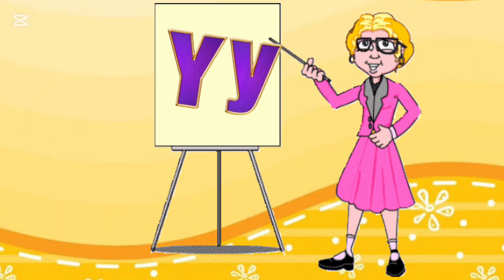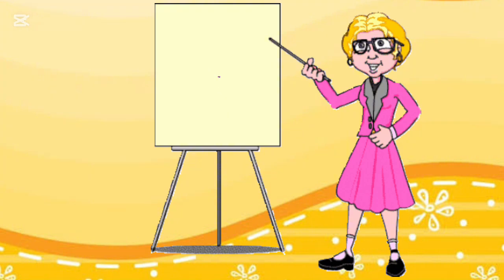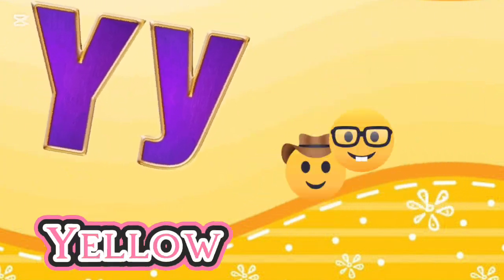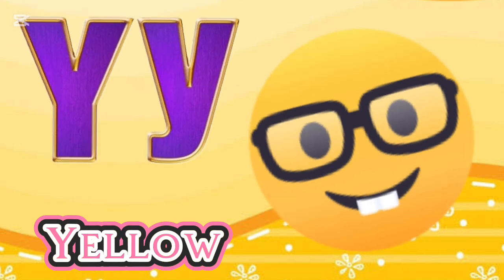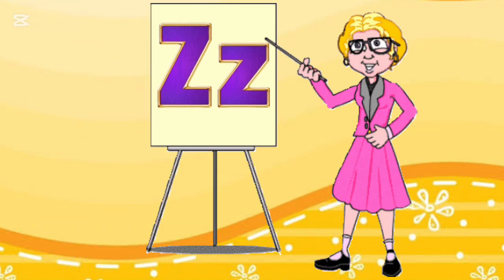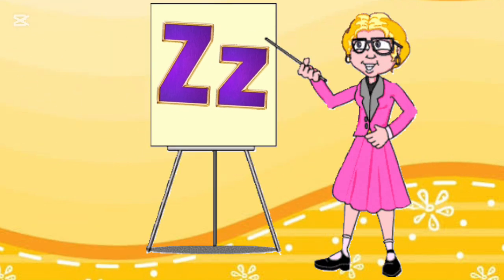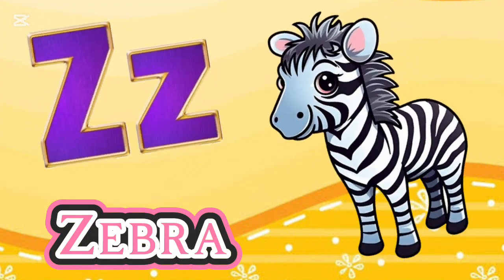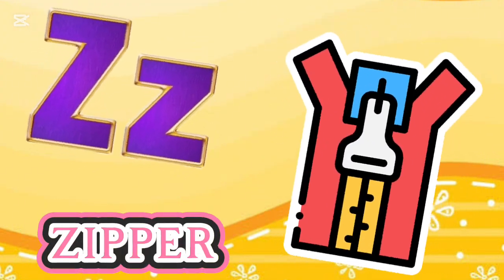Y. This is the letter Y. Y is for yo-yo. Yo-yo. Y is for yellow. Z. This is the letter Z. Z is for zebra. Zebra. Z is for zipper.